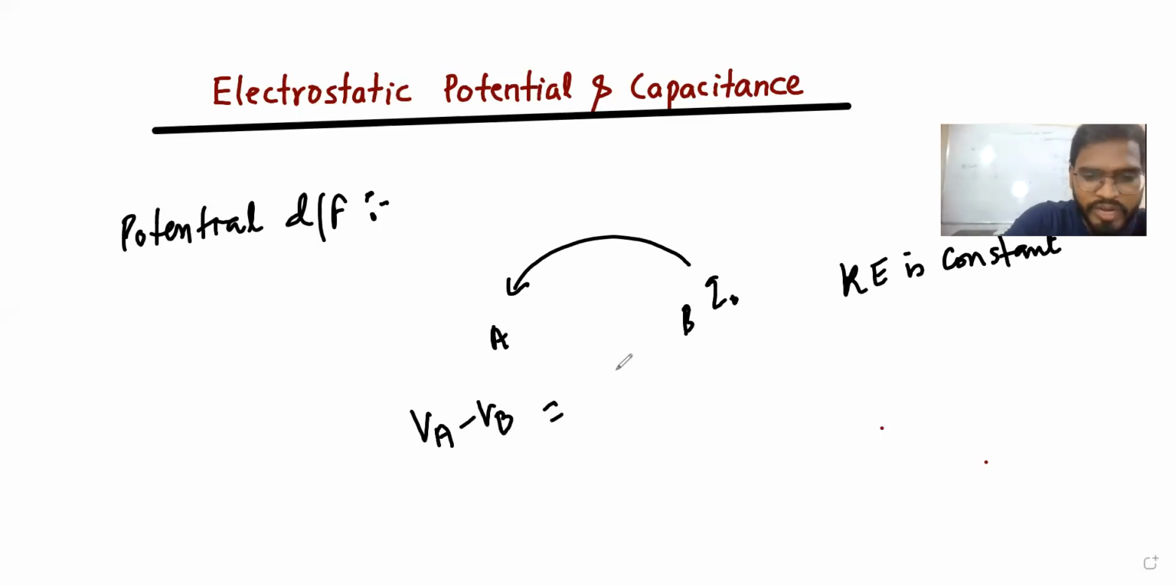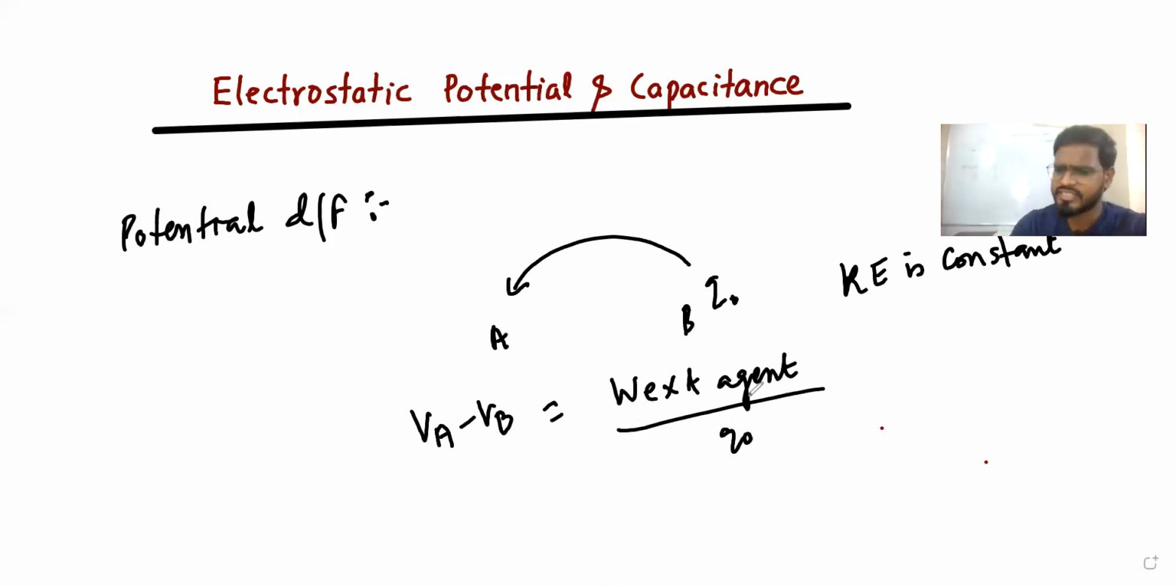So we are doing some work by an external agent on the test charge. Test charge we learned there, right? A test charge is a positive charge and a point charge. Two important points we should know. And we are bringing it very slowly, which means kinetic energy is constant, so that nothing will change.